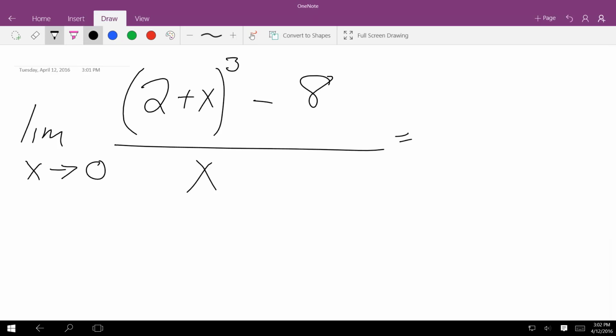Notice that I can look at the numerator as the difference of perfect cubes. So let's go down here and talk about how the difference of cubes factors, because this is going to be an easier way to do it, I think. What's a cubed minus b cubed equal?